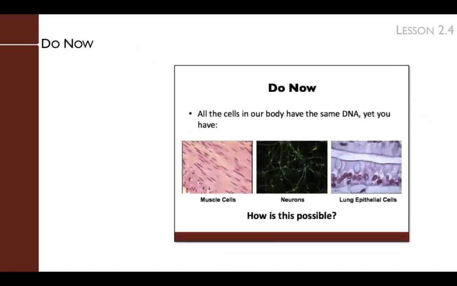We illustrate structural and functional specialization using three different types of cells: muscle cells, neurons, and lung epithelial cells. All of these cells contain the same DNA, yet they look so different. This is because function is related to structure, and structure is related to the proteins the cell makes. So the muscle cell is making muscle proteins, but not neuronal or epithelial proteins.